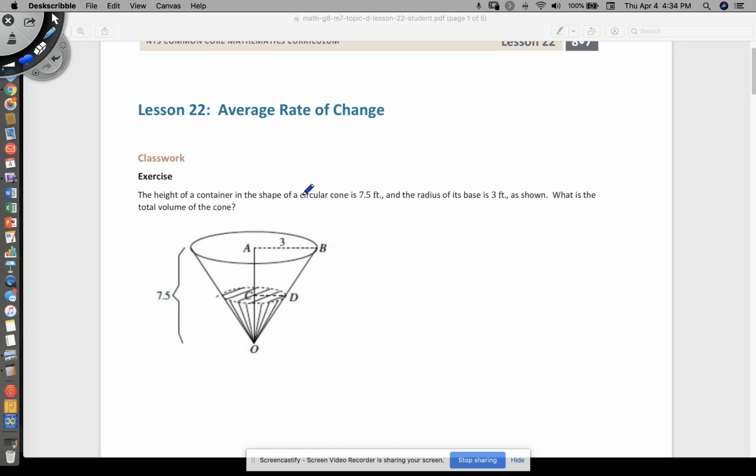So we've been practicing with volume of a cone, so I'm going to let you go ahead and work this one out. I'll write it out for you, though. Volume equals 1/3 pi r squared h. Now your r squared is going to be 3 squared, and your h is going to be 7.5. So go ahead and get that answer, and then I'll help you fill in the rest of this problem.